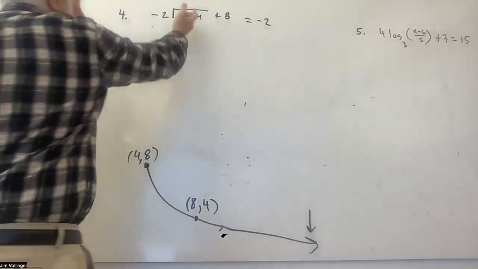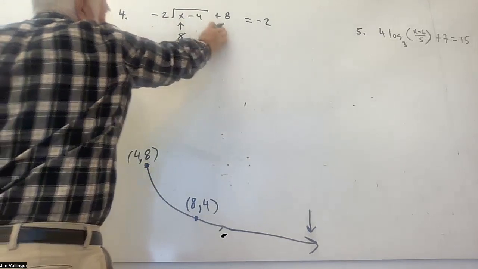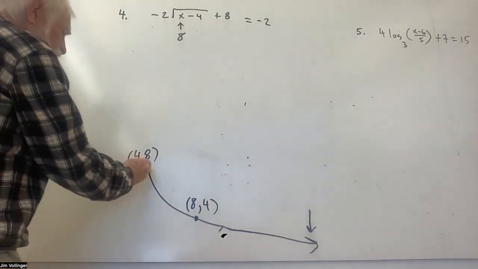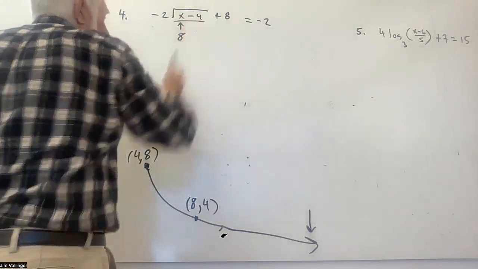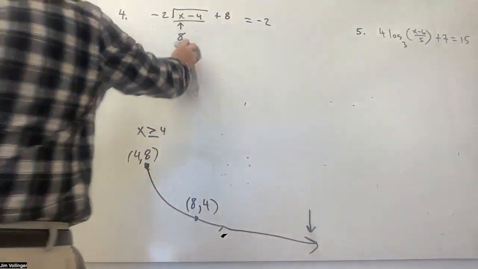So 8 minus 4 is 2. Square root of 4 is 2. Negative 2 times 2 is -4, plus 8, is +4. Just a frame of reference. And of course, the domain of this is x has to be greater than or equal to 4, right? Because we have to have positive numbers or 0 inside the radical symbol.